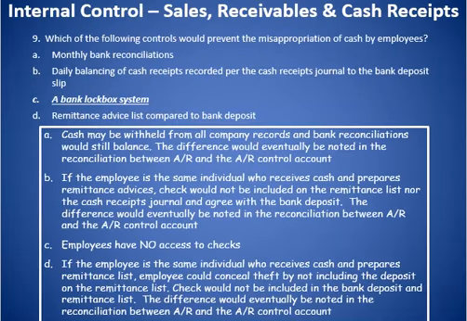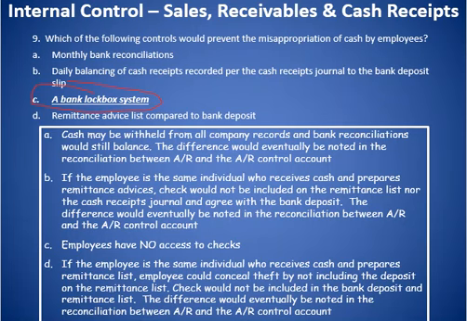Okay, number 9. Which of the following controls would prevent the misappropriation of cash by employees? This is an excellent example when we're talking about a lockbox. In this case, this would prevent misappropriation of cash because with a bank lockbox system, the checks are sent directly to the bank itself, and the employees never have access to the cash.